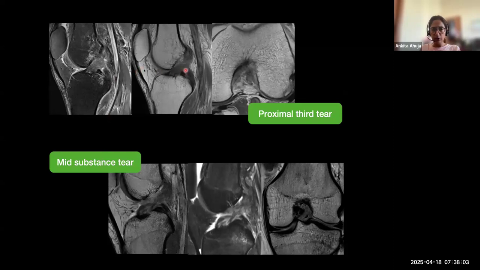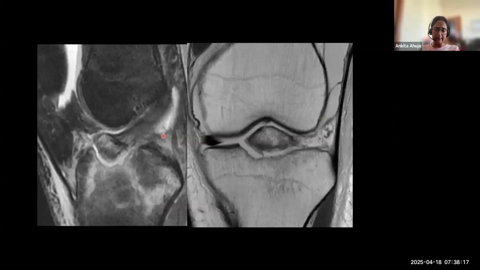Similarly, this is another proximal third injury where you see a fluid cleft over here in the proximal third, or in this case, where you see fibers are torn in the mid substance. So you need to see it on all three planes to be sure where the location is. We are looking at the ACLs, right? We know that this is torn. These are kind of full thickness injuries where almost all the fibers are gone. If barely one or two fibers are left, it doesn't make a difference.